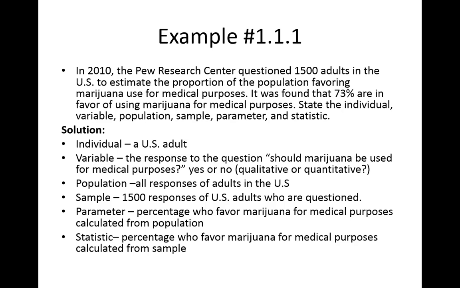Population is the set of all responses of adults in the U.S. So that'd be a huge set of yeses and nos. I don't know how many adults there would be. You know, maybe like 150 million yeses and nos. So that's a huge set of yeses and nos. And then the sample, of course, again, is just a set of 1,500 yeses and nos. Okay.